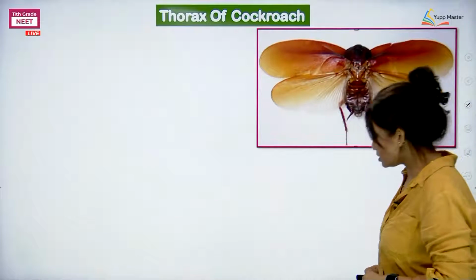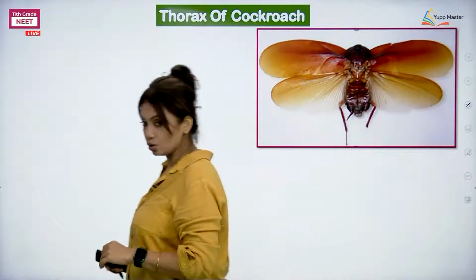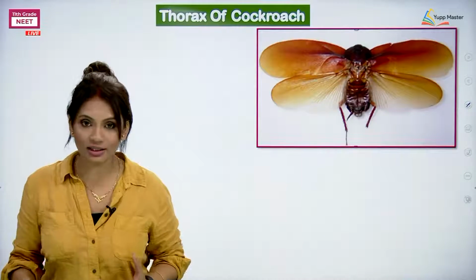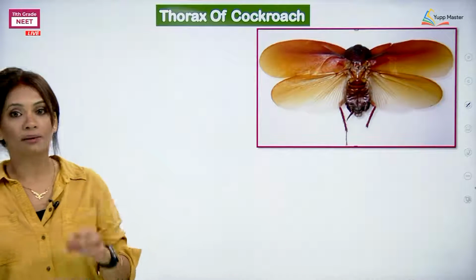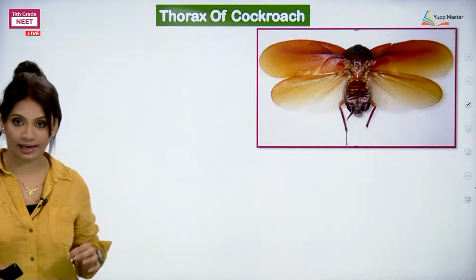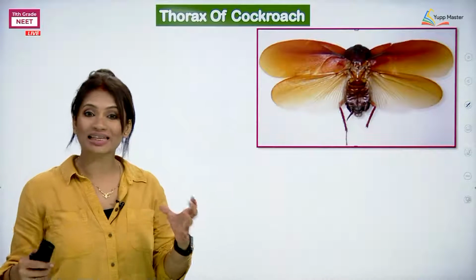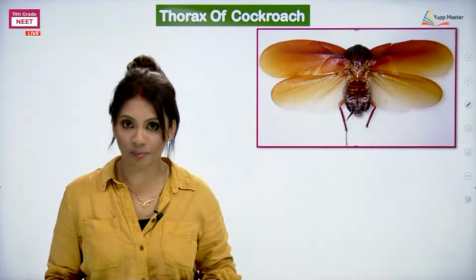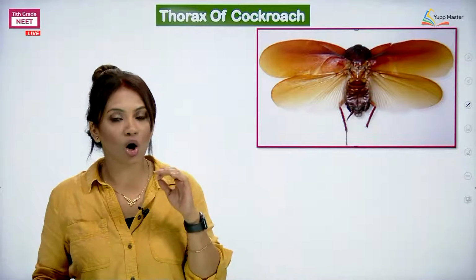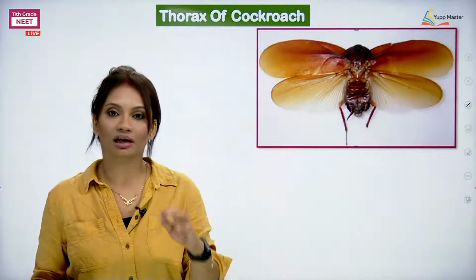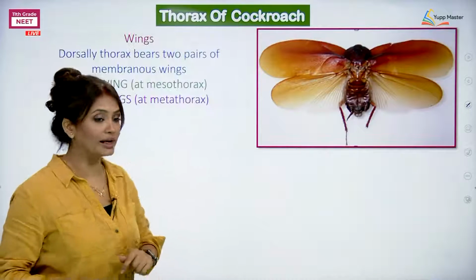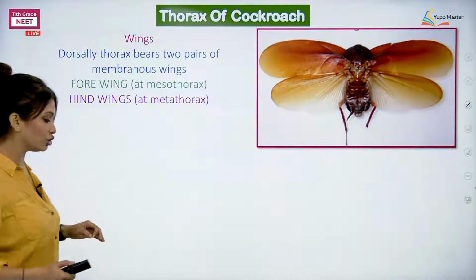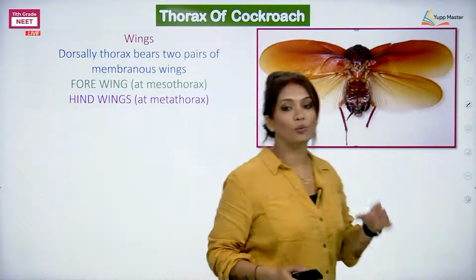Now, we also see that cockroaches have wings. Cockroaches also have legs. And remember one thing, these wings and legs may seem like they are located at different parts, but they are all attached at the level of the thorax. So when we talk about the thorax, the first thing we'd like to mention is the wings.